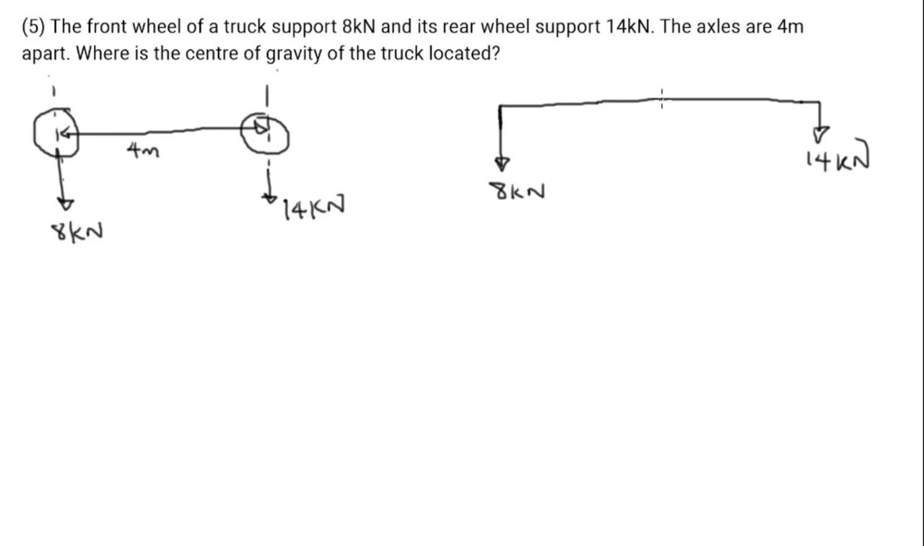Alright, so the center of gravity is the point at which there is equal distribution of mass along the body. It is similar to the balance point, so it has to be closer to the point where there is a large force, so that it will be able to balance. Now let's say the distance here is x, and since the wheels are 4 meters apart, the distance here will be 4 minus x.